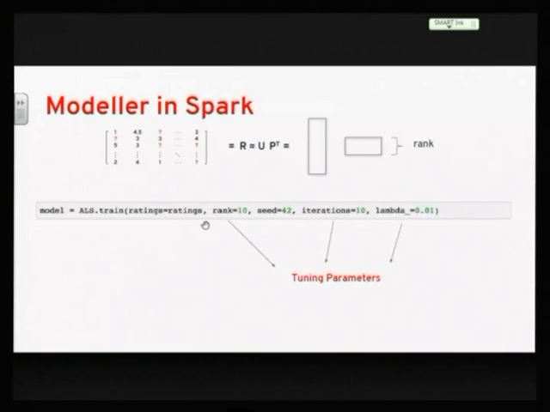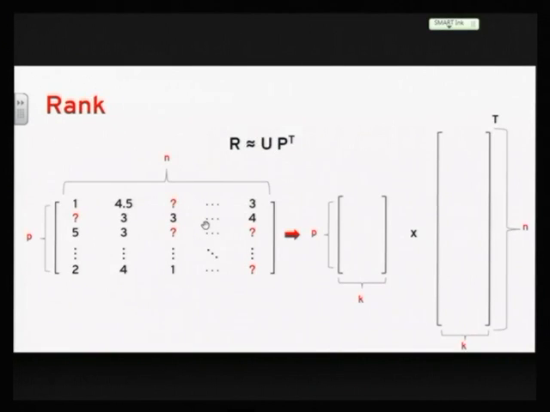The tuning parameters of the model are the rank, which is perhaps the most important, and the one I want to talk a bit more about. The rank is how many features we have in the matrices that we're decomposing our original matrix R into. So you can see that if we had P items and N users, then in this example our rank is K.